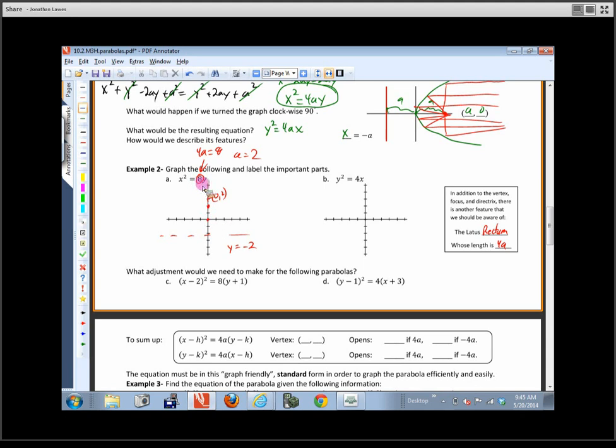So if the latus rectum altogether is 8 units long, how far do I go on each side? I go 4. So I'm going to go over 4 and put a point right there, and go over 4 the other way and put a point right there. Those points are on the parabola. So the latus rectum helps us get the right shape. If it's a really short latus rectum, it's going to be a pretty narrow graph. If it's a really long latus rectum, it's going to be a really wide graph. So the parabola looks like this. Put arrows on the ends. Label these points 4, 2, negative 4, 2, and 0, 0. And there's all the information you'd need.